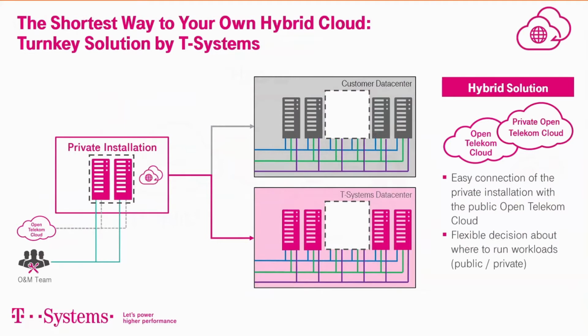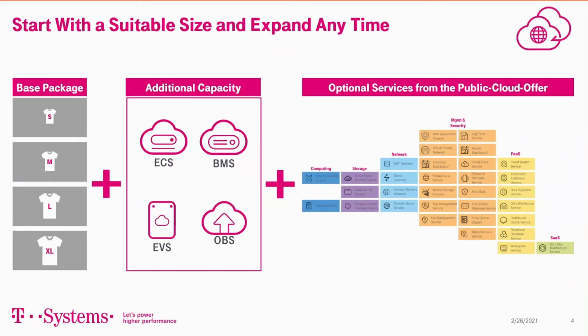So what is the advantage of the whole hybrid operation? We have defined several base packages as a starting combination. We call them S, M, L and extra large, like t-shirt sizes. These can be extended with additional capacity, such as virtualized compute hardware, bare metal servers, or block or object storage, and also with the necessary services.